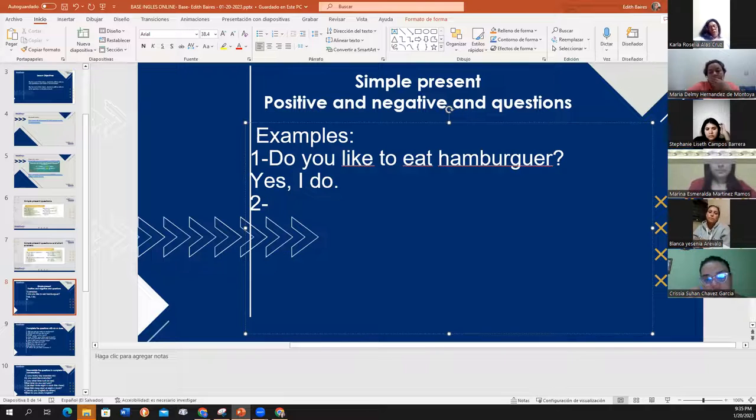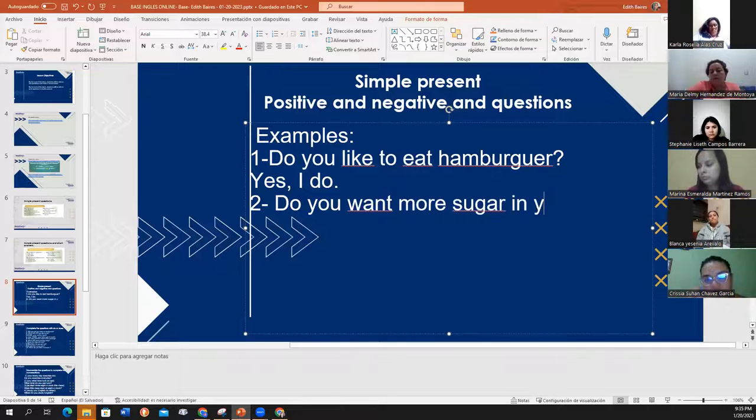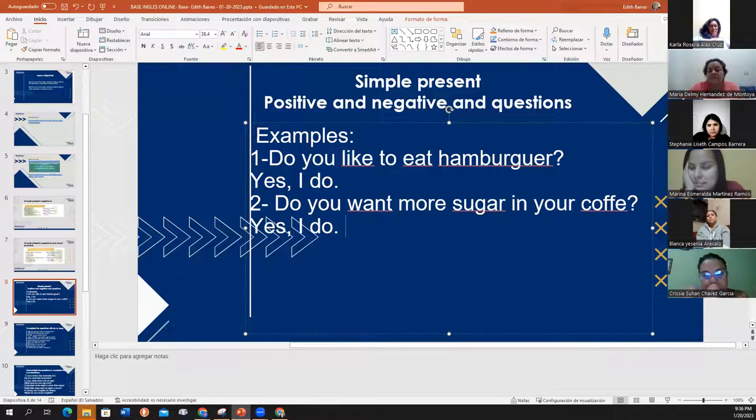Do you want more sugar in your coffee? Yes or not? Yes, I do. No, I don't. Pueden hacerla también negativa. Okay, give me another example.